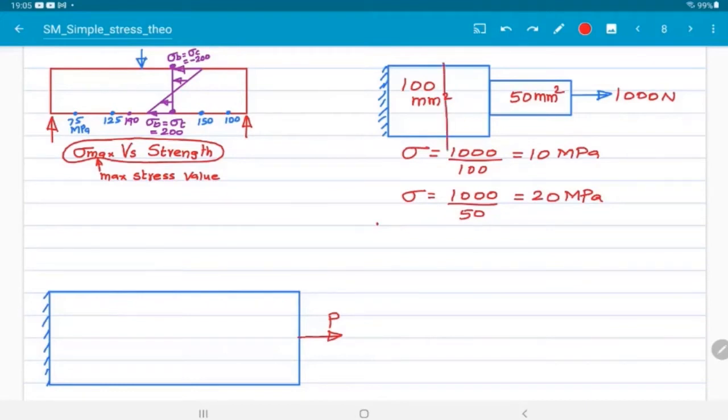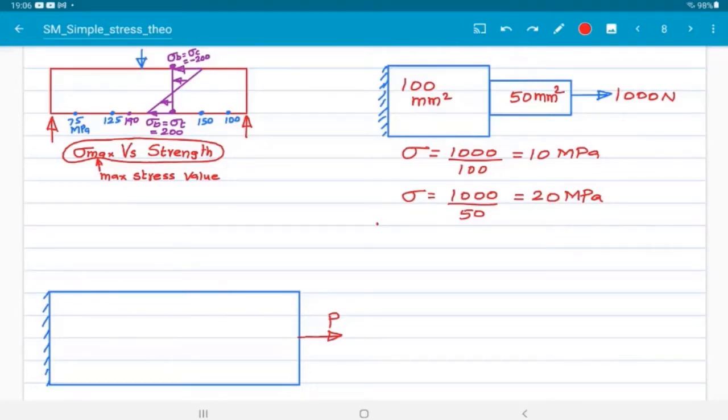Either you have to consider this cross-section area. Cross-section means, a very important point, perpendicular to the loading direction. Or this cross-section area. This is a simple tensile stress, so P by A. So P by this area or this area. Now which is correct? Tell me, 10 megapascal or 20 megapascal?